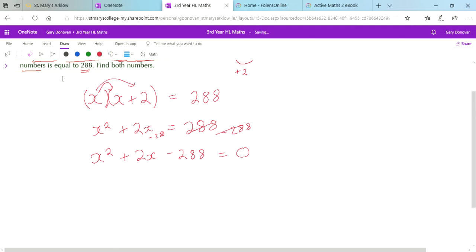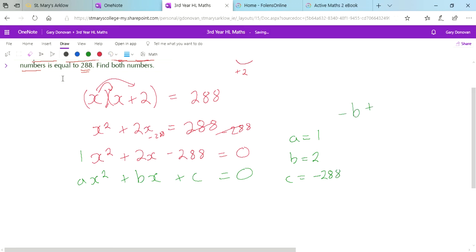Now to solve this, we could try and do it by getting the factors of 288, but because it's such big numbers, I suggest we use the minus b formula. So is it in the form ax squared plus bx plus c equals 0? It is, where a is 1, you can put a 1 beside that x squared, b is 2, and c is minus 288, and remember the minus is important. The minus b formula is x equals minus b plus or minus the square root of b squared minus 4ac, all over 2a.